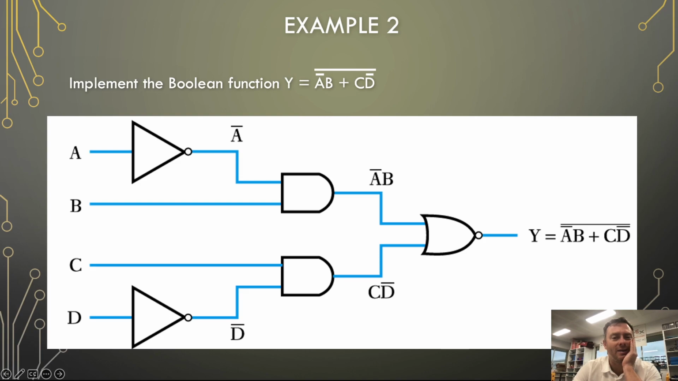So I flipped the A, so it's not A, flipped the D, so it's not D, and then join the not D with the C, then join the not A with the B, and then or those two together, but then the not of it all to get that response.